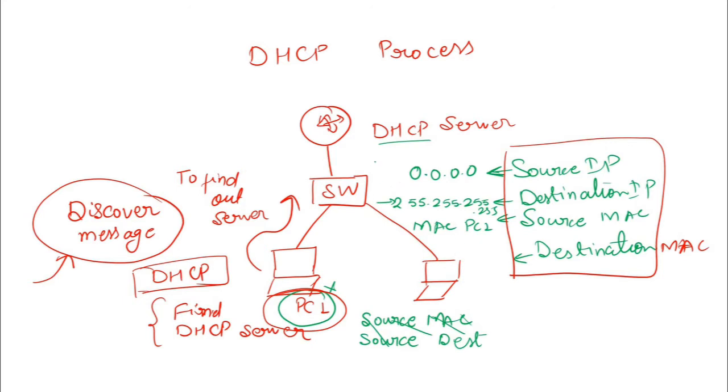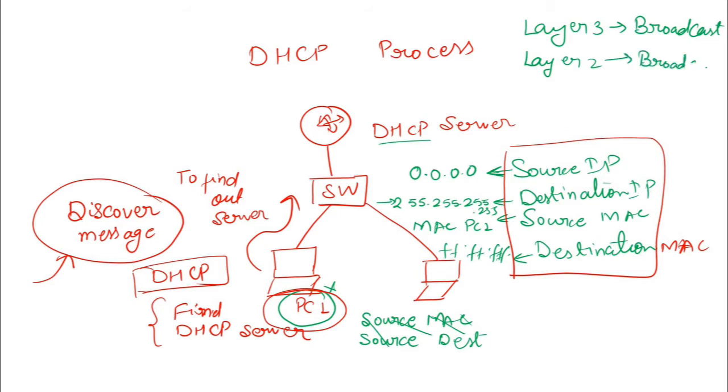MAC address is still not known, and PC1 does not know the MAC address of the DHCP server, so it uses the broadcast MAC address, that is ff.ff.ff.ff.ff.ff. So we can say that in layer 3 it is broadcast because it is using the broadcast IP address, and in layer 2, that is the MAC address, it is again using broadcast because it is using the broadcast MAC address.